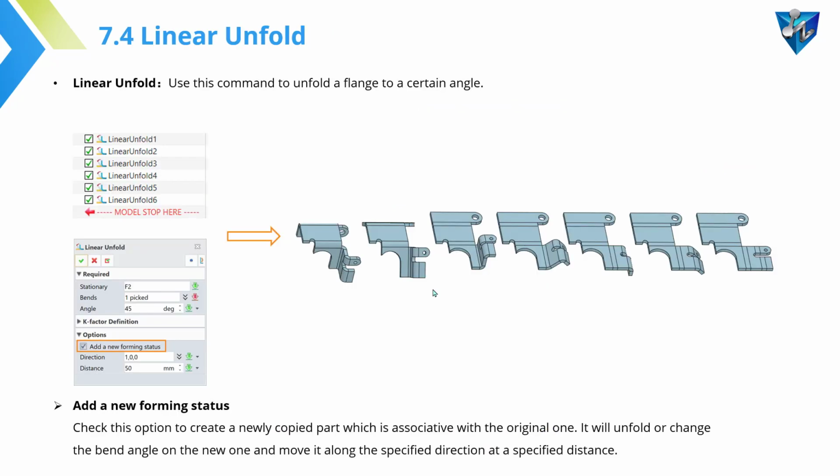And sometimes we need to unfold the bend with progressive steps to conform with the manufacturing requirement. ZW3D provides the linear unfold tool to realize such purpose. For example, from 90 degree to 60 degree to 30 degree and to flat at last. And for each degree, you can add a forming status. You can check the result on the right.